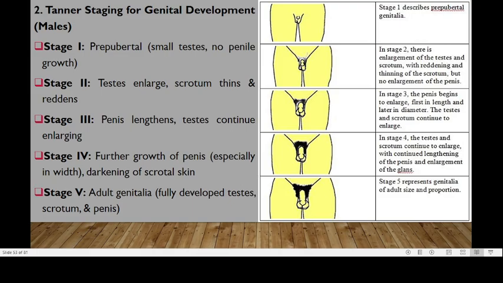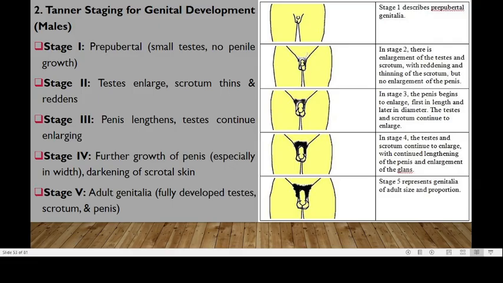As for the males, you could look at the genital development. So we could have pre-pubertal genitalia, where we have small testes, no penile growth. Stage 2, there is enlargement of the testes and the scrotum with reddening and thinning of the scrotum, but no enlargement of the penis.